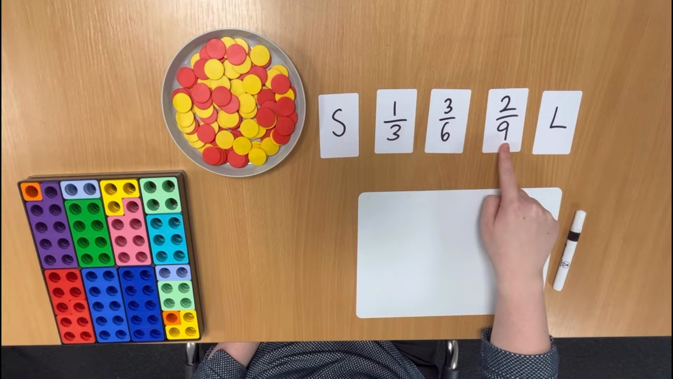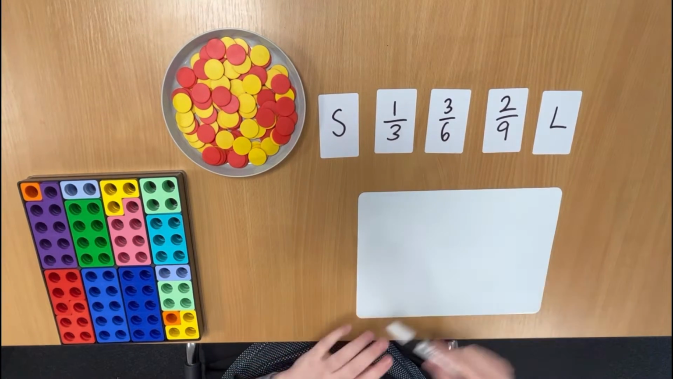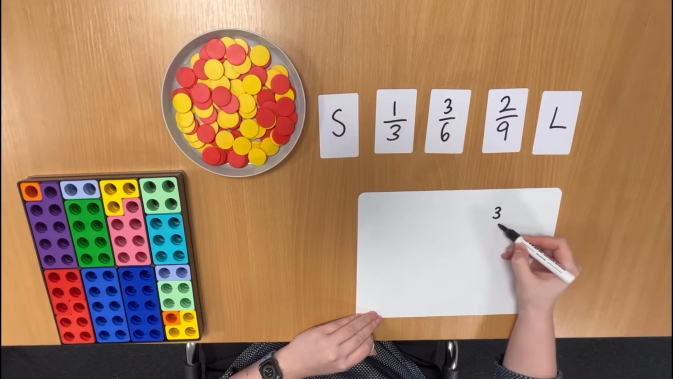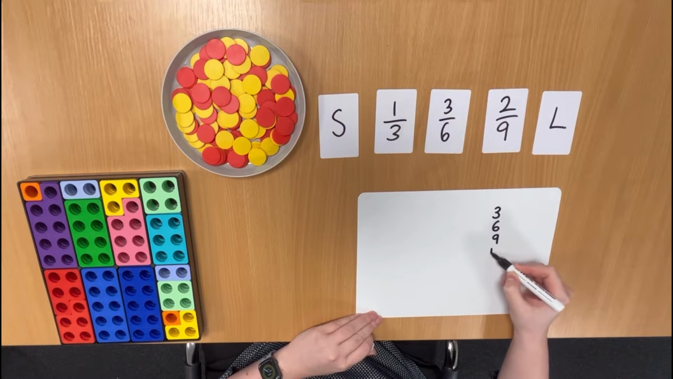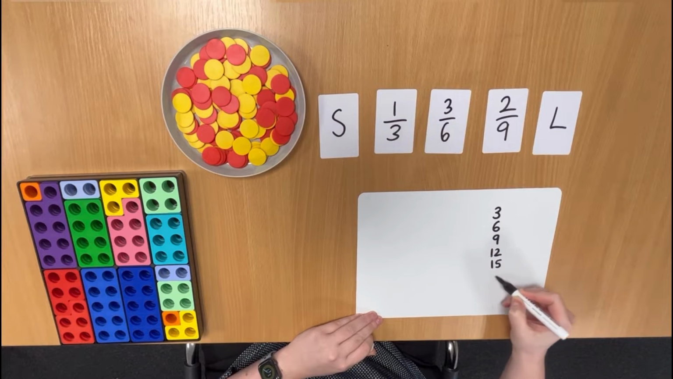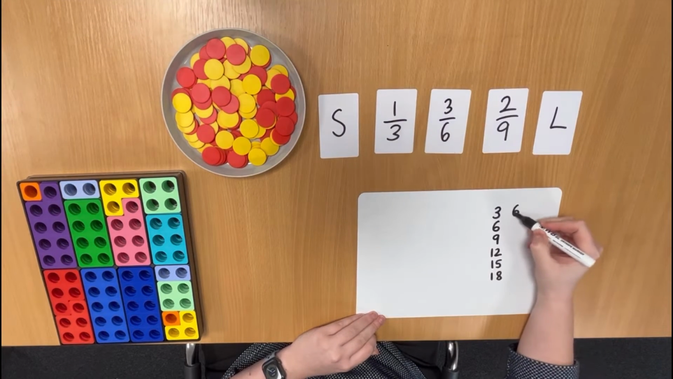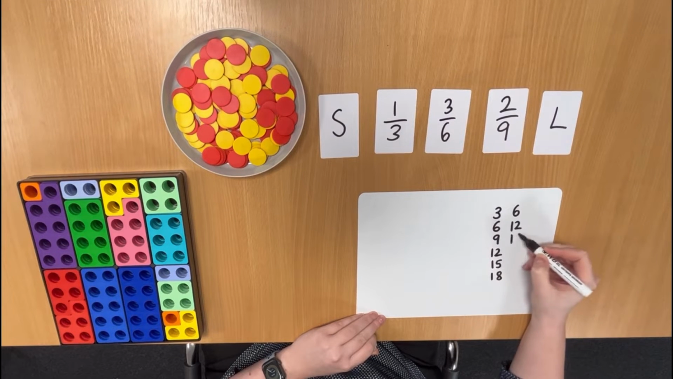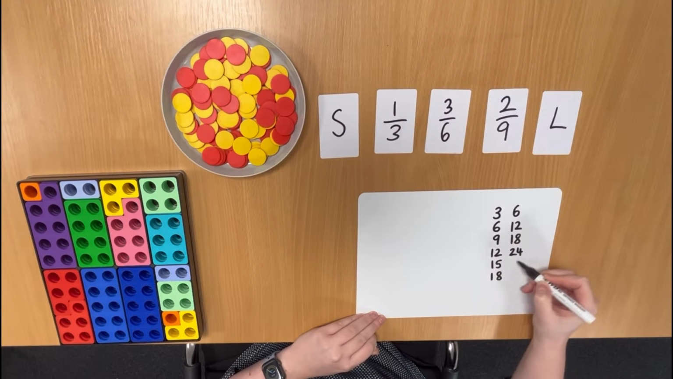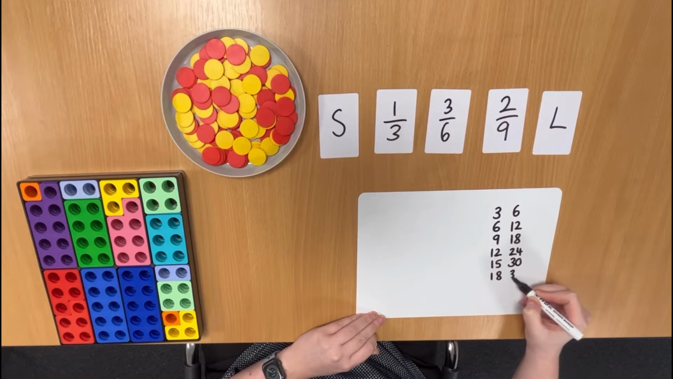To do this, we need to ensure that the denominator is the same, so therefore we need to find the lowest common multiple of these numbers. I'm going to start by counting in multiples of 3: 3, 6, 9, 12, 15, 18. Now multiples of 6: 6, 12, 18, 24, 30, 36. And finally multiples of 9.